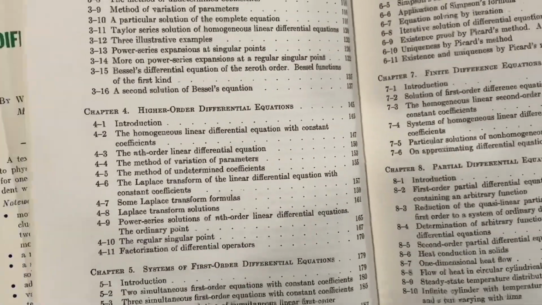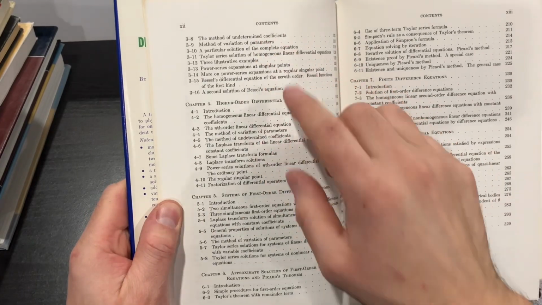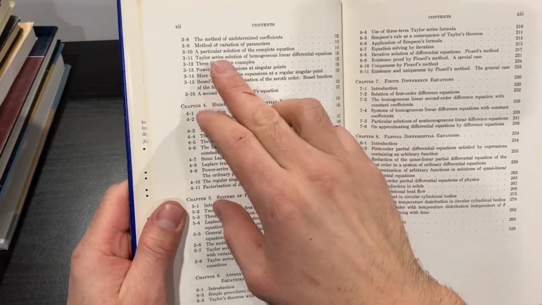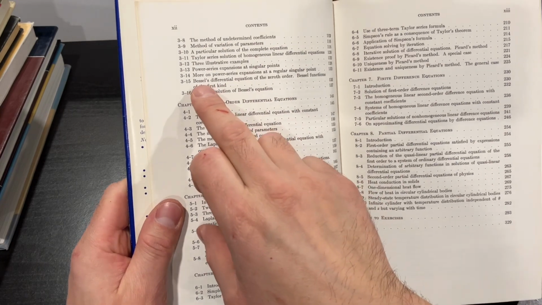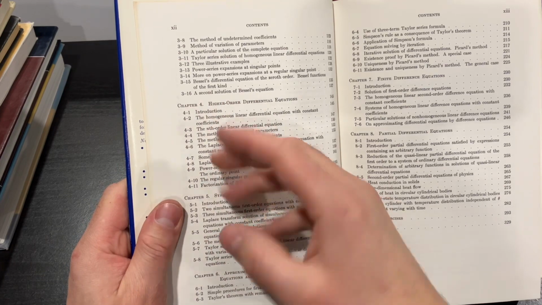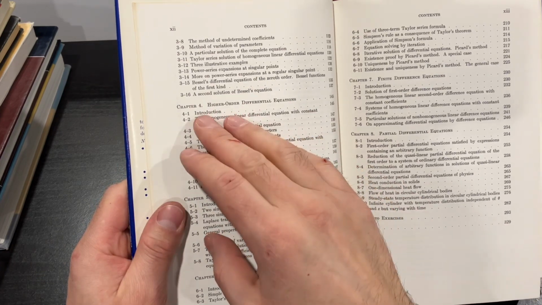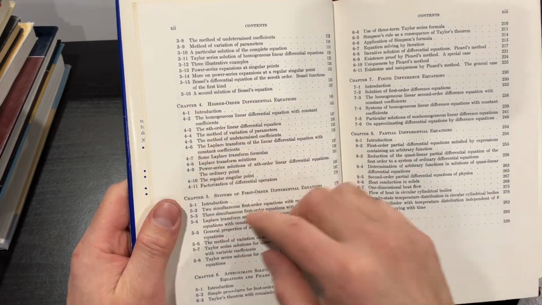Let me zoom back out there. Method of undetermined coefficients, method of variation of parameters down here, an example, Bessel's differential equation, one more additional solution down here, and then they move on to higher order differential equations, actually in chapter number 4.